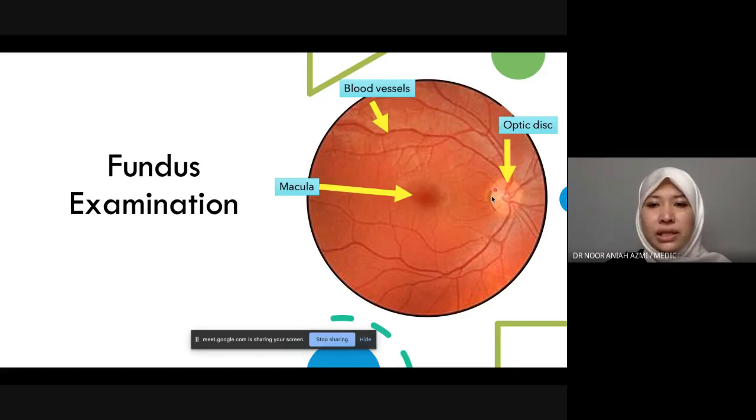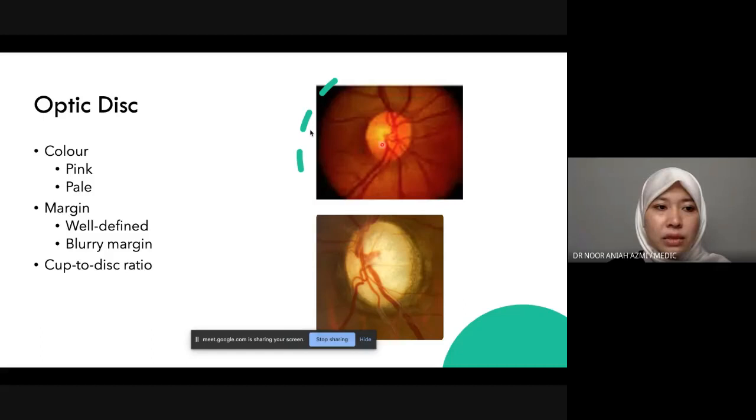So when you look at the fundus examination, what you're looking at is the optic disc, looking at the blood vessels, the macula, and also the rest of the retina. All right. So for the optic disc, you need to comment on the color, the margin, and also the cup to disc ratio. The color, like this one, it is pink.